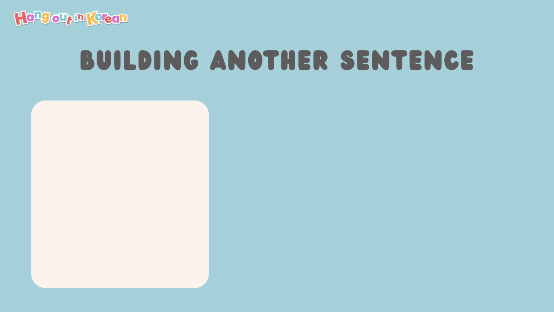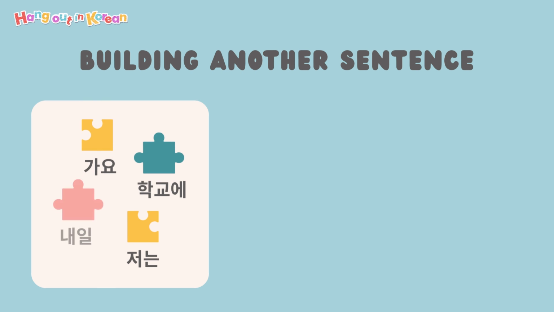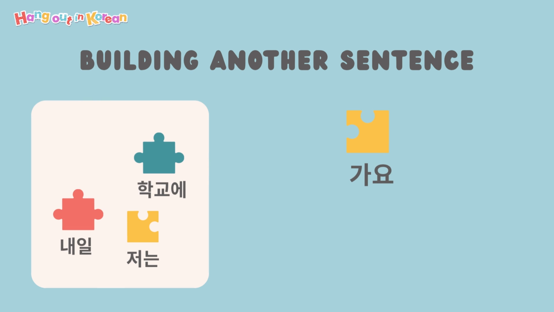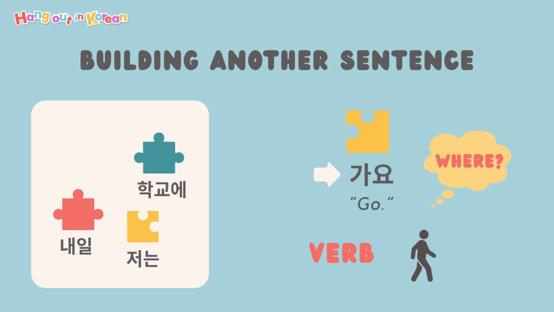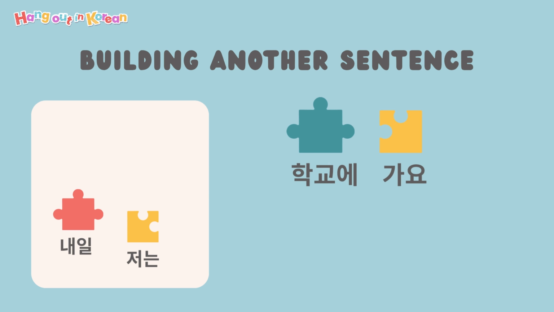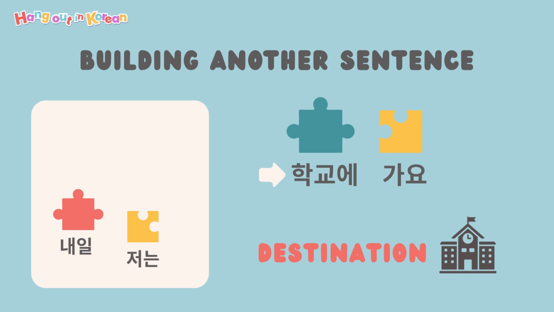Let's build another sentence. We'll start again with only the verb, 가요. Go. Right now, we know the action, but we don't know where someone is going. 학교에 가요. Now we've added the destination, 학교에. Go to school. But we still don't know who is going.